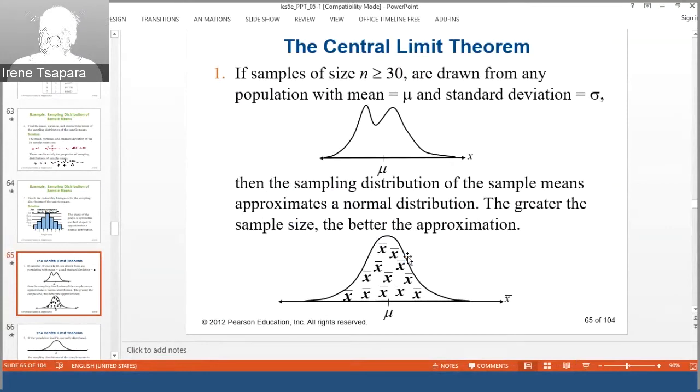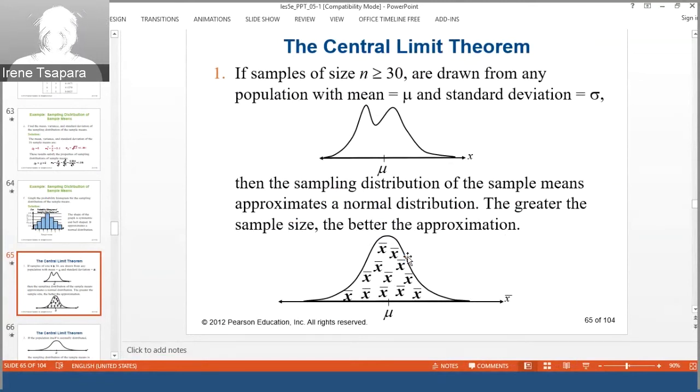Now, in your book, and in every book, the authors tend to say that if you have samples of size n greater than 30, then any sampling distribution of the sample means approximates a normal distribution. And this is what the central theorem says. But the central theorem also refers to exceptions. And it's not true that any sample of size n greater than 30 can take us to the normal distribution.